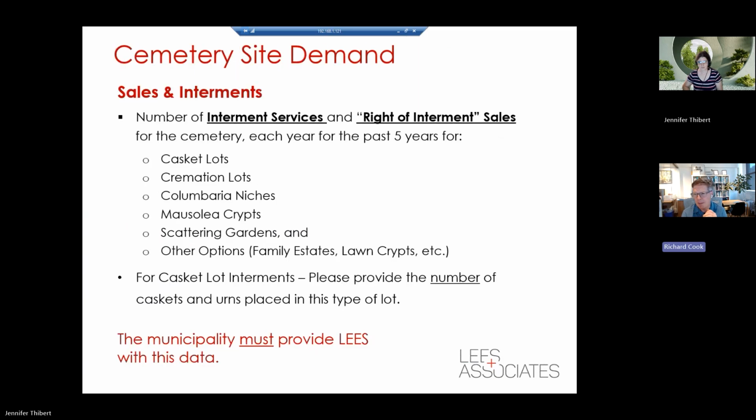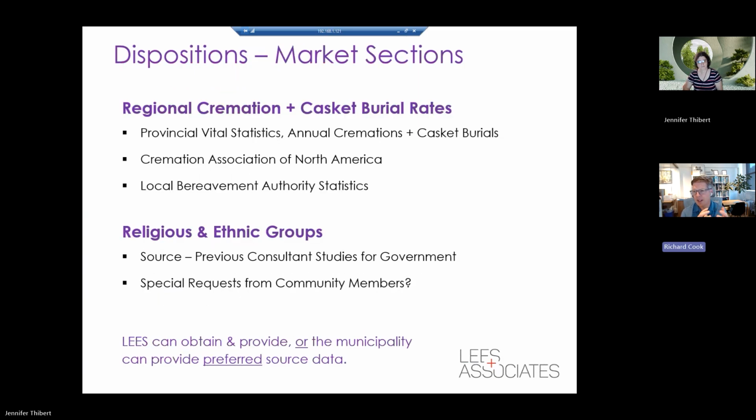Right. So what you're talking about there, Jen, is, for example, if we have a community where there is a growing community of Muslims, and traditional Muslim burial requires actual physical in-ground burial, that's an important factor of the population, because they are unlikely to find cremation services relevant to them, correct?